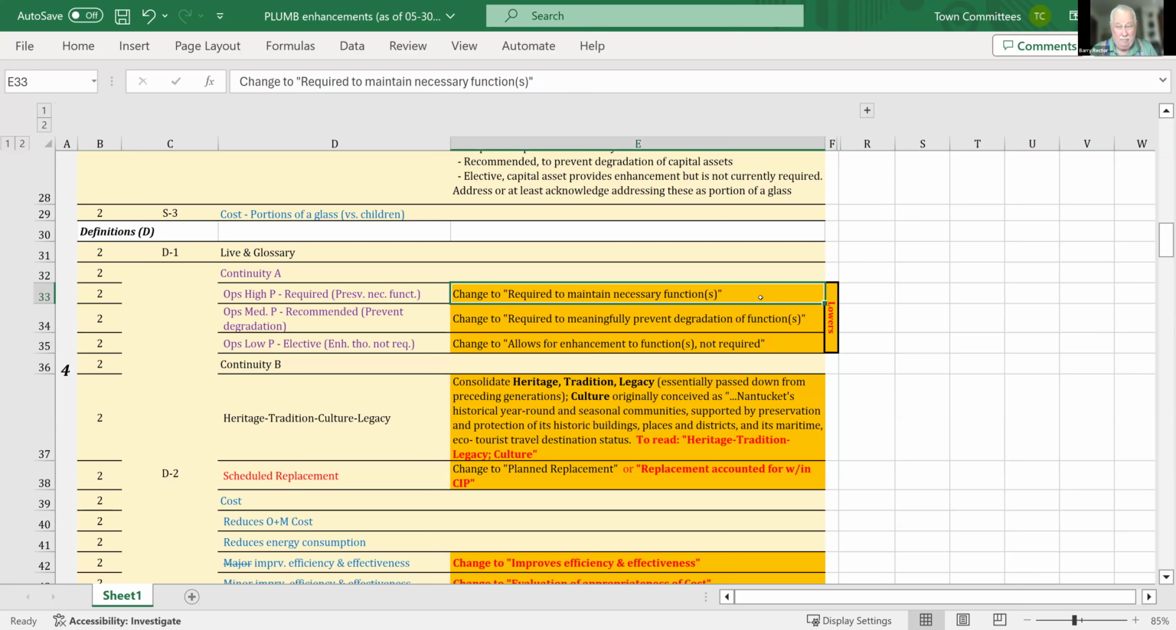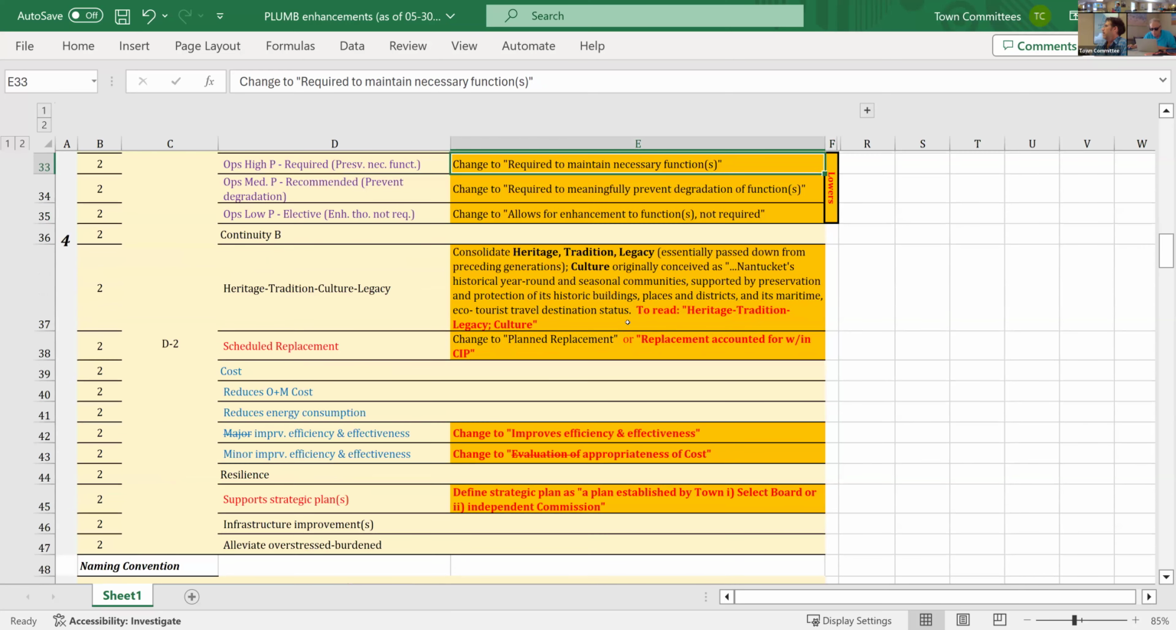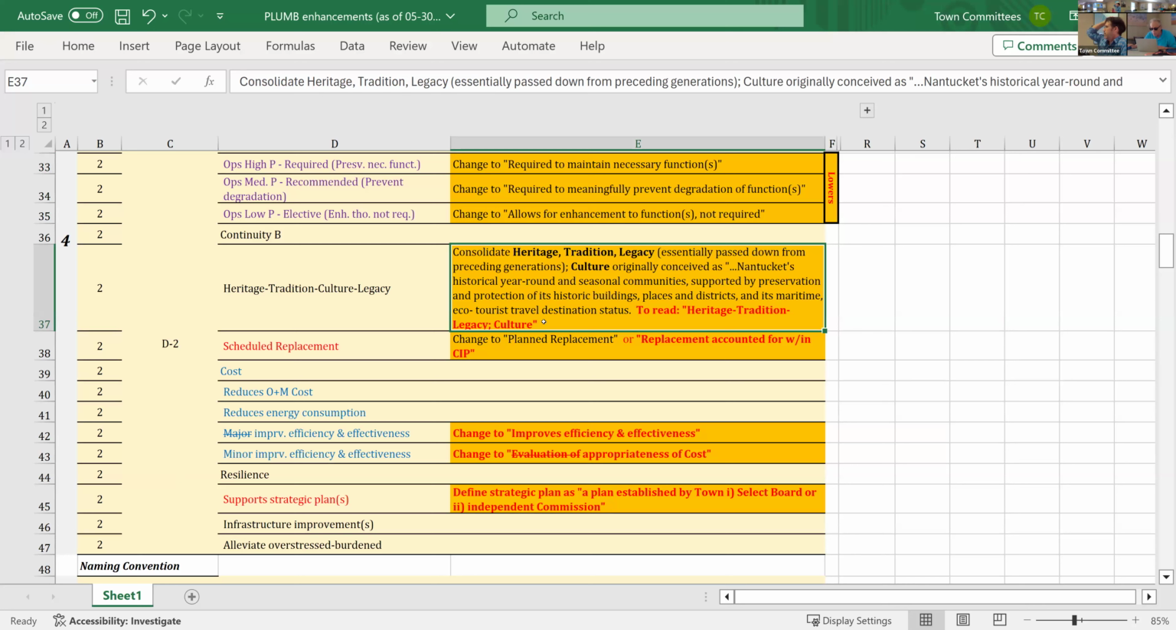So I love it. Yeah, okay, and that was a big one. I had a chance to think through that over the weekend. We got all that squared away. The other one we did is we're changing this to read "heritage, tradition, legacy; culture." Heritage, tradition, and legacy are essentially the same thing, and culture is more specific and different with respect to what we're trying to accomplish. Scheduled replacement, we changed to planned replacement.